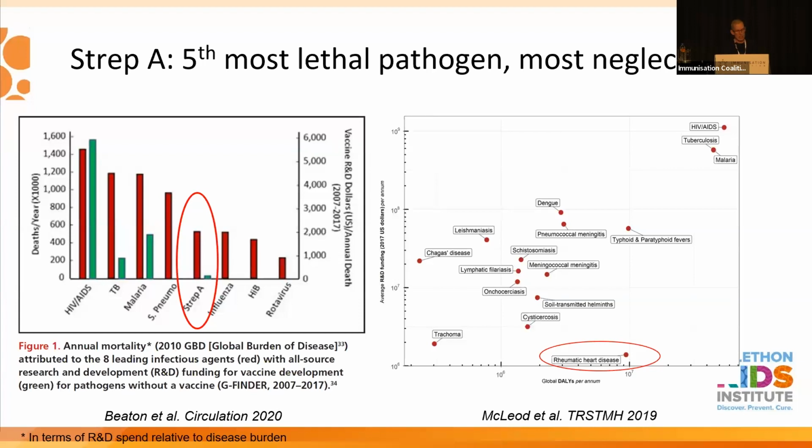On the right-hand side there, you can also see the same thing, where on the y-axis is DALYs, and on the x-axis is R&D funding. And you can see down the bottom on the right-hand side is where RHD, so the Strep A vaccine, sits.